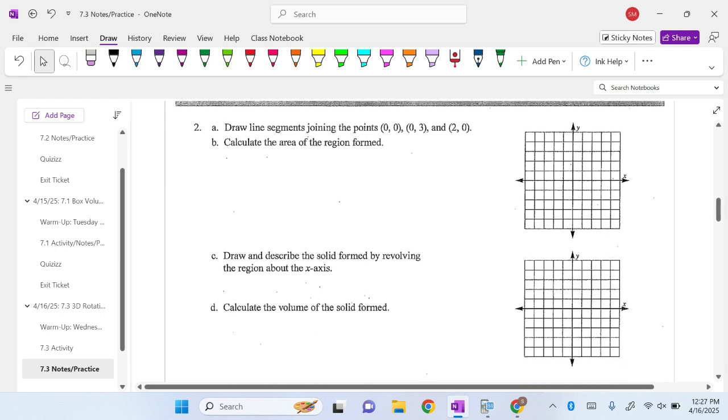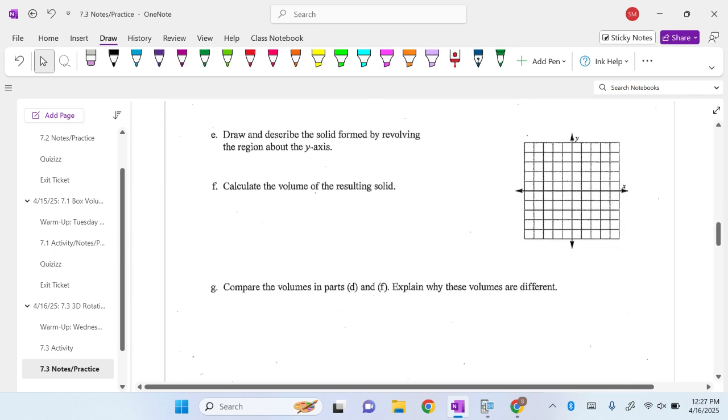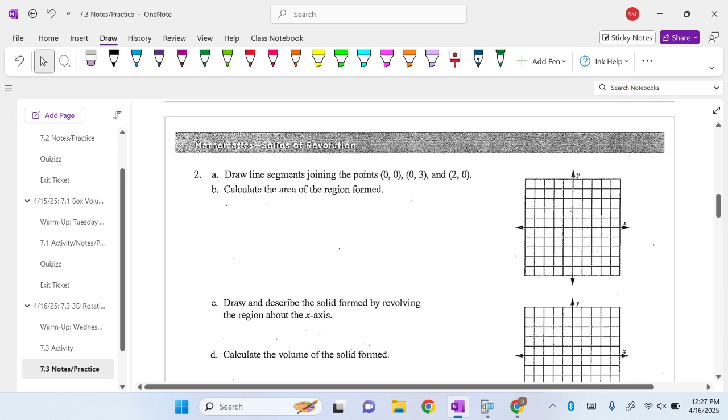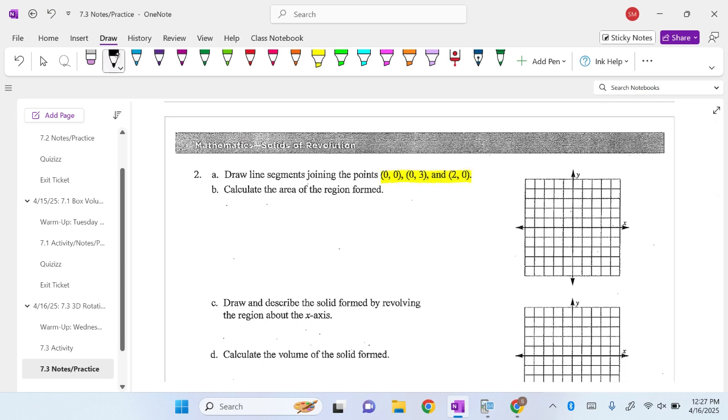All right, let's do one more. All right, let's do number 2, so on the next page. So take a minute, plot these 3 points.